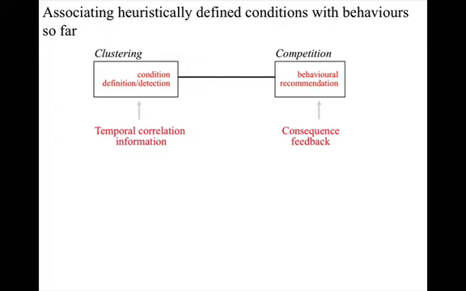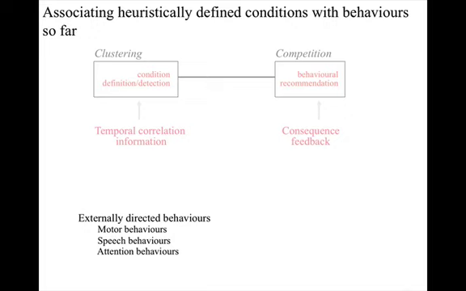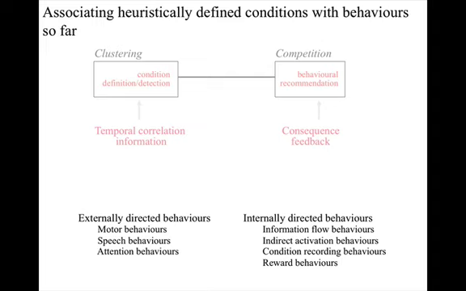So we've concluded the importance and limitations of consequence feedback force the architecture of a complex learning system into two subsystems. One of these, clustering, performs condition definition and detection processes. The other, competition, performs behavioural recommendation processes. Behaviours of the system include actions directed towards the external environment, but just as important are the behaviours directed back into the system itself. Those internally directed behaviours are critical for generating sophisticated externally directed behaviours.